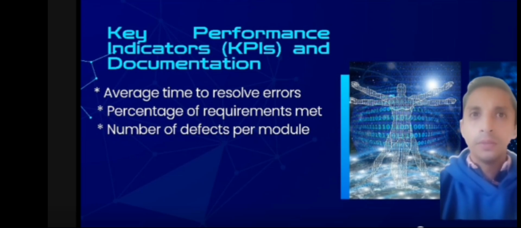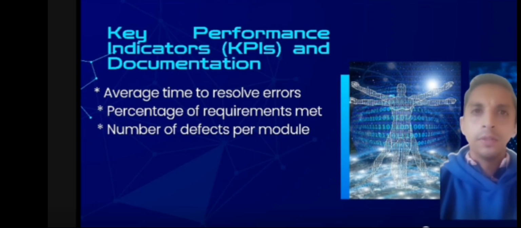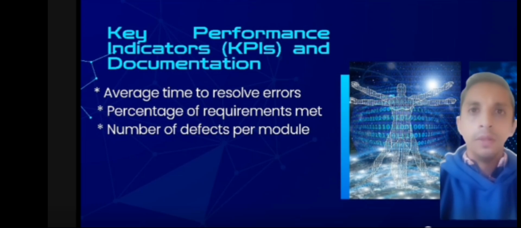Number of defects per module. By tracking defects in specific modules, teams can detect which areas need improvement or more testing. These indicators are not just numbers, they tell a story about the project's health. They help teams focus on real issues, avoid guesswork, and make data-driven decisions. In addition, KPIs improve accountability and transparency within the team.